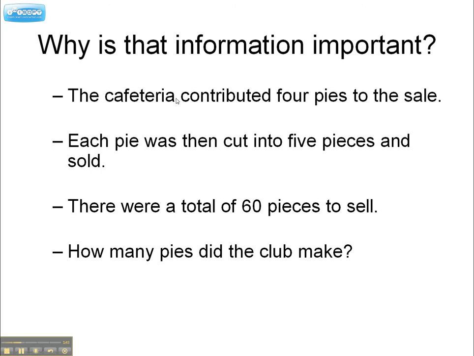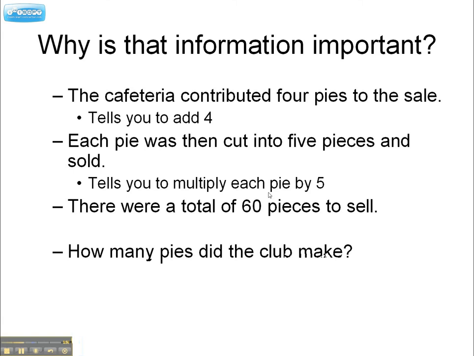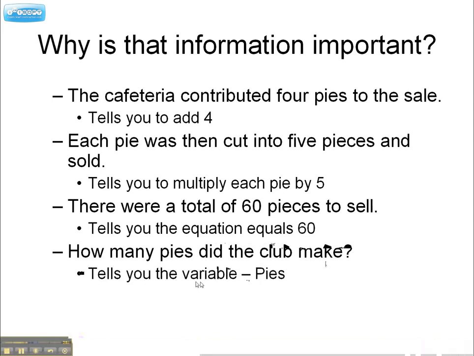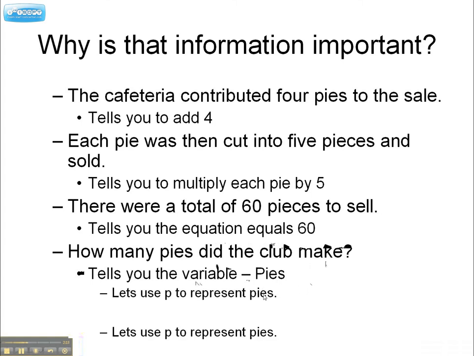If we look at the first sentence, the cafeteria contributed 4 pies to the sale. That's telling us to add 4. Then each pie was then cut into 5 pieces and sold. That tells us you have to multiply each pie by 5. And then the next sentence, there was a total of 60 pieces to sell, tells us the equation has to equal 60. Now, how many pies did the club make? That's important because it tells us the variable, which is going to be the amount of pies. And so, instead of using pies in our equation, let's let P represent pies.